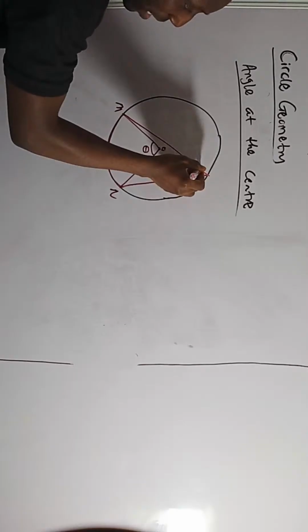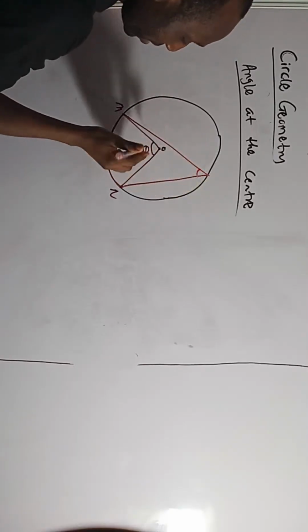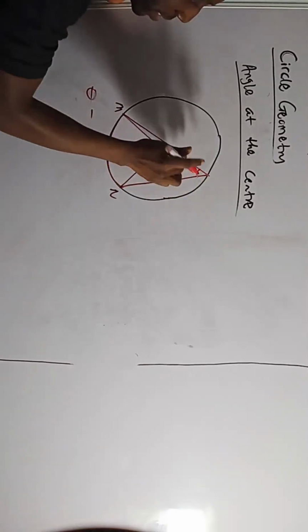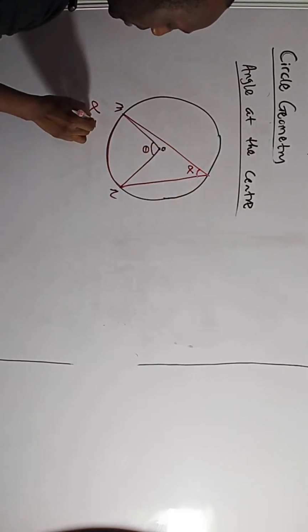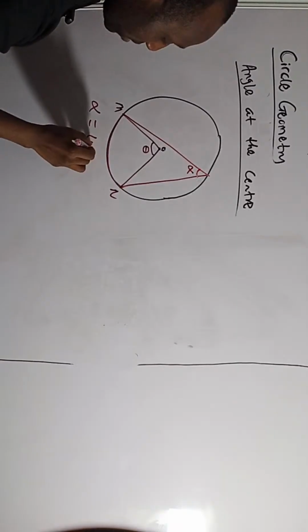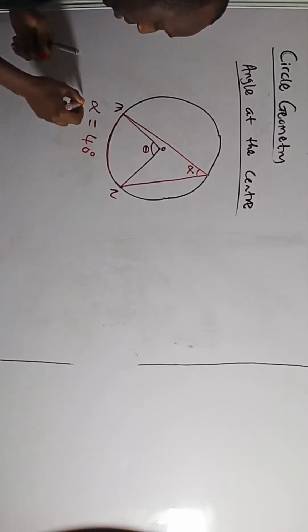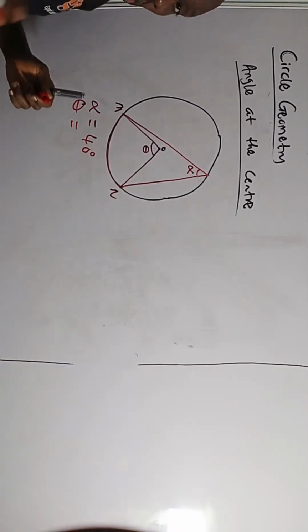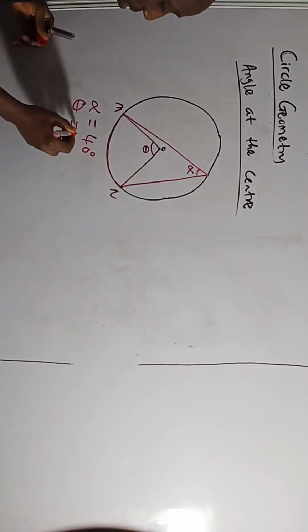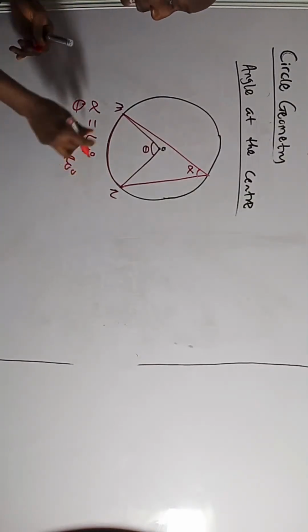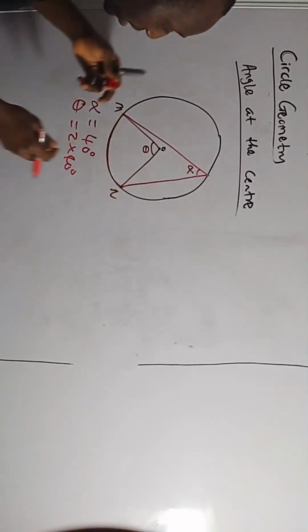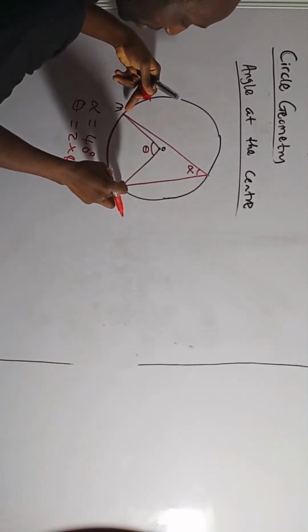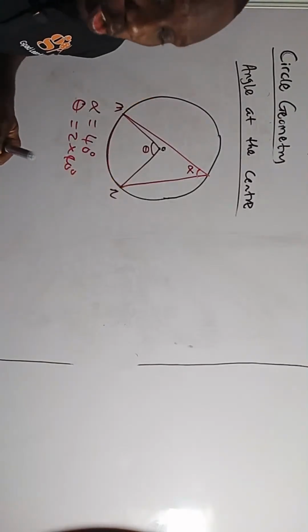So if I have another angle here, let's call this alpha. So if alpha is equal to 40 degrees, what do you think theta would be? Theta would be what? 2 times 40 degrees. Because the angle at the center subtended by an arc is equal to 2 times the angle the same arc subtends at any point on the remaining part of the circumference.